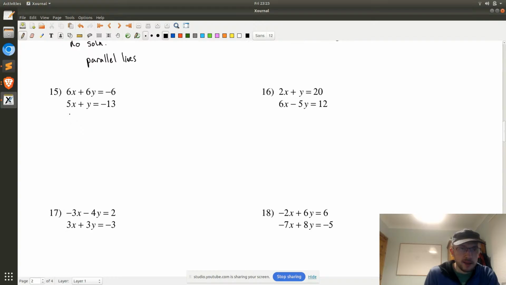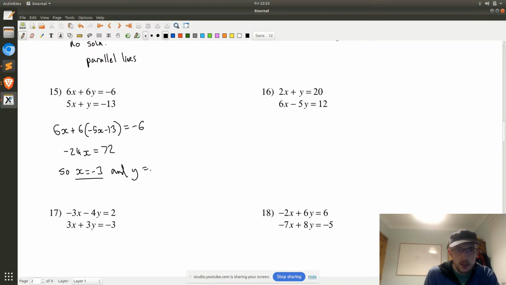Y is negative 5x, take 13. All right, so negative 24x equals 70. So x is minus 3. Y is 2. Here, oops, y is minus 2x plus 20.